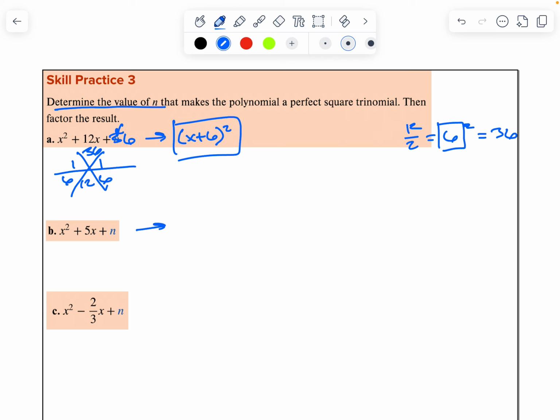So x plus 5, we'd say 5 over 2. 5 divided by 2 is just 5 over 2. Square that would be 25 over 4. So 25 over 4 is the number that needs to go there. And then when you factor it, you're always going to take the number just before you square it. It's x plus 5 over 2 squared. The sign does matter. That sign is always going to match the sign that's in there.